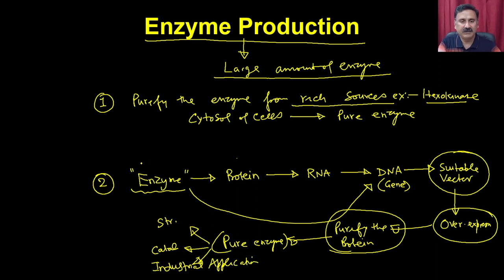Now, whether I go with approach number one or approach number two, we have to have a very clear understanding. The drawback of approach one is that, first of all, you have to identify the rich source. Second, you have to purify the protein using different traditional chromatography techniques, and even then the production is going to be very limited because it depends on the amount of enzyme present in that particular source. Whereas in approach number two, once you have identified the gene, you can overexpress it in very large quantity.